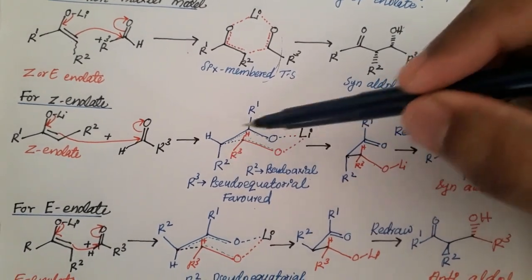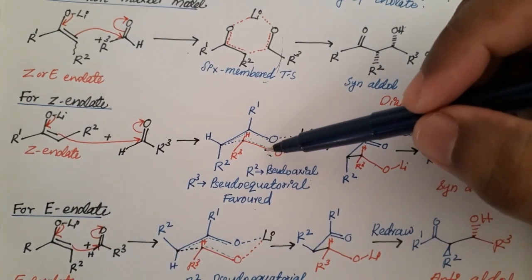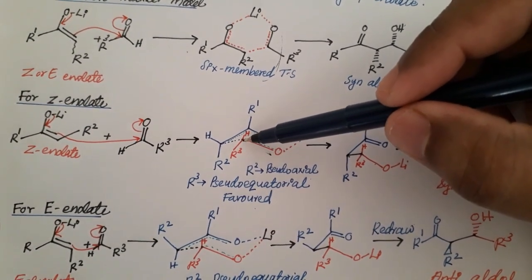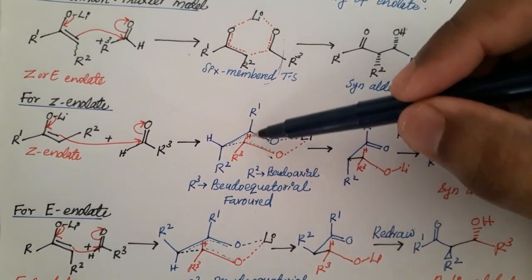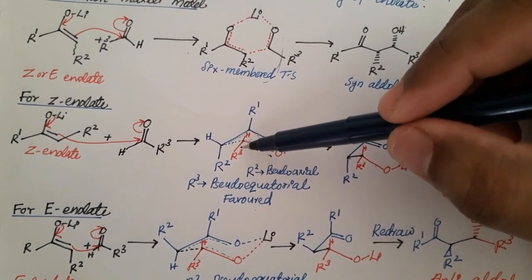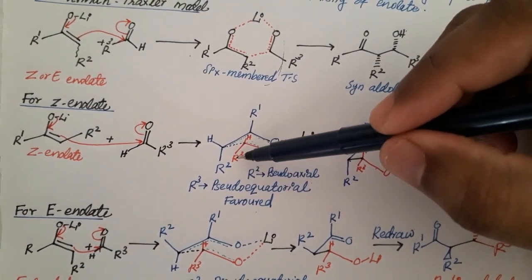Now this red portion is our electrophilic carbonyl compound. Here R3 is represented as pseudo equatorial, with hydrogen pseudo axial. We can have another possibility, that is, R3 pseudo axial and hydrogen pseudo equatorial.